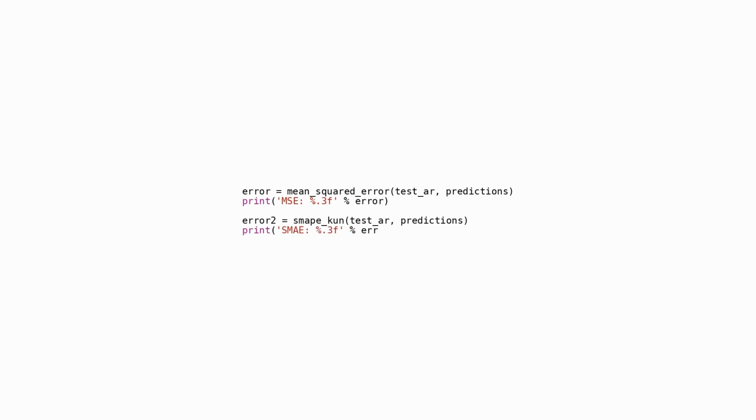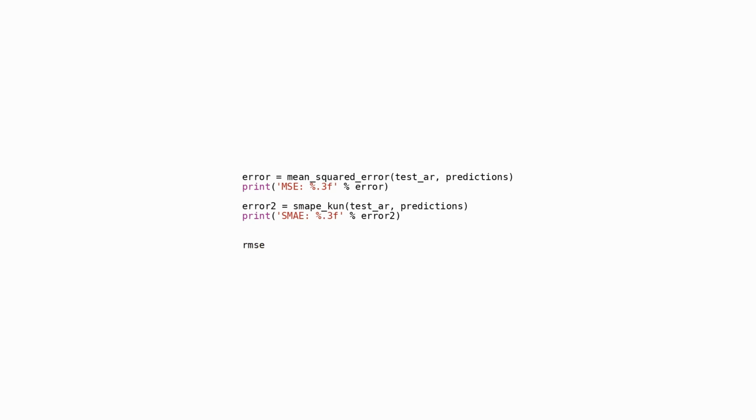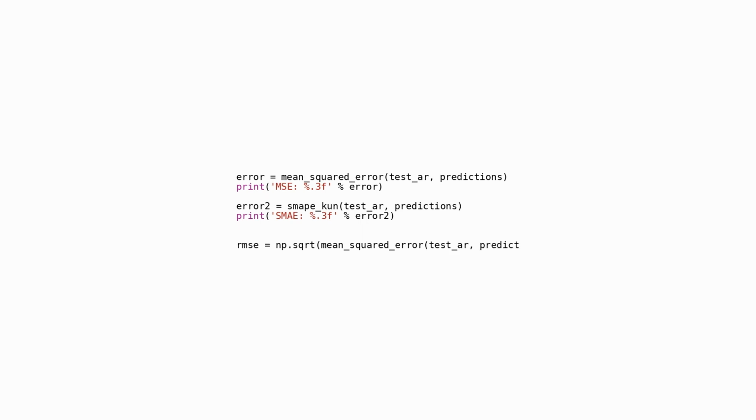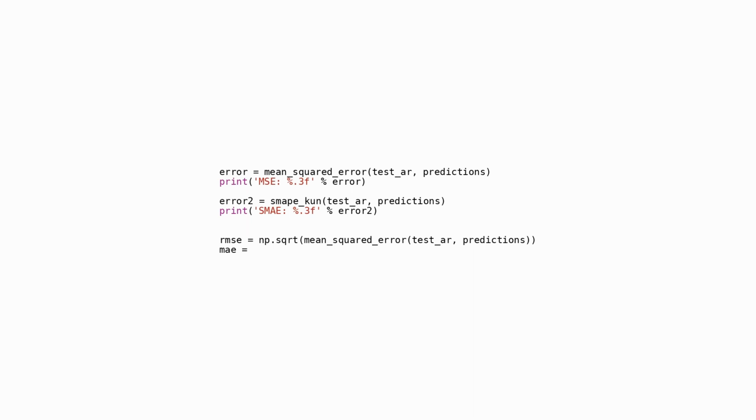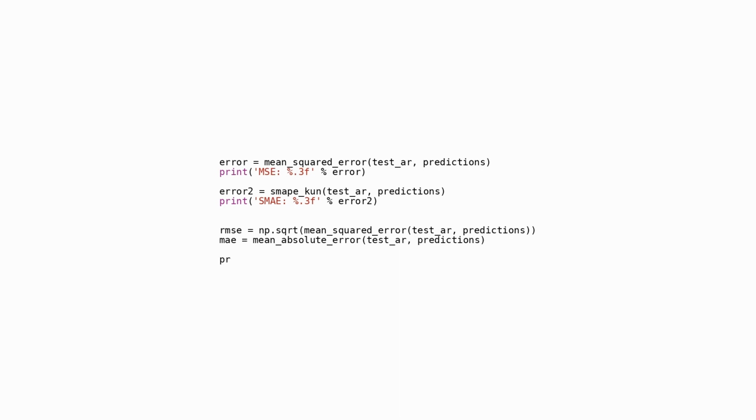2. Symmetric mean absolute percentage error, SMAPE. SMAPE determines the average percentage error between the actual and predicted values. A lower SMAPE value signifies improved model performance. 3. Root mean squared error. RMSE is the square root of the mean of the squared errors, providing the average of the square root of the sum of squared differences between predicted and actual values.